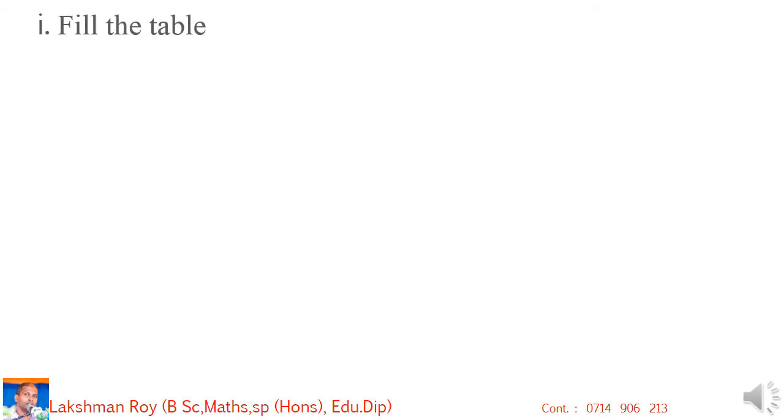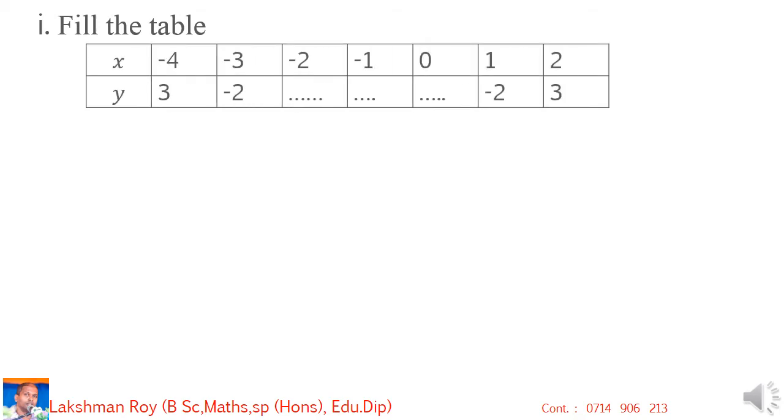Now let's move to the first one. You can see here, first I want to fill this table, that is my Roman number 1. You can see in the table the x coordinates, some are already filled. You have to find the y coordinate when x is negative 2, the y coordinate when x is negative 1, and also the y coordinate when x is 0.